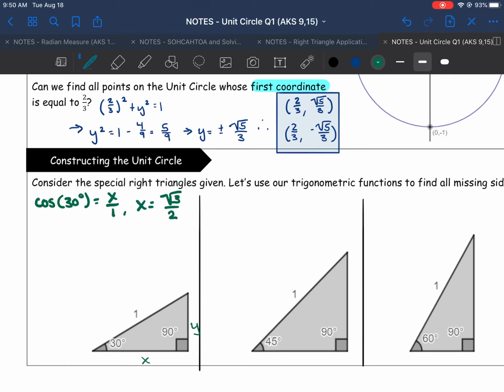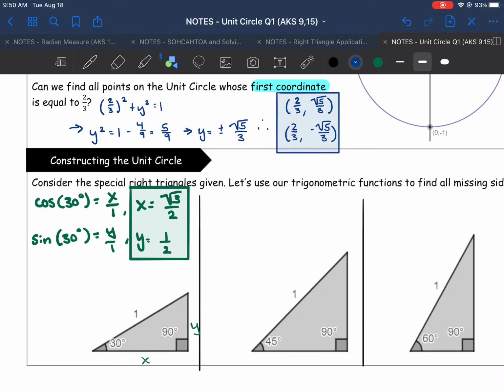If I were to take the sine of 30 degrees, that'd be equal to the opposite leg, which is y, divided by 1. And if you use the calculator to do the sine of 30 degrees, that would tell us that y is equal to 1/2. Okay, so we're going to keep these values in mind for coming up soon.